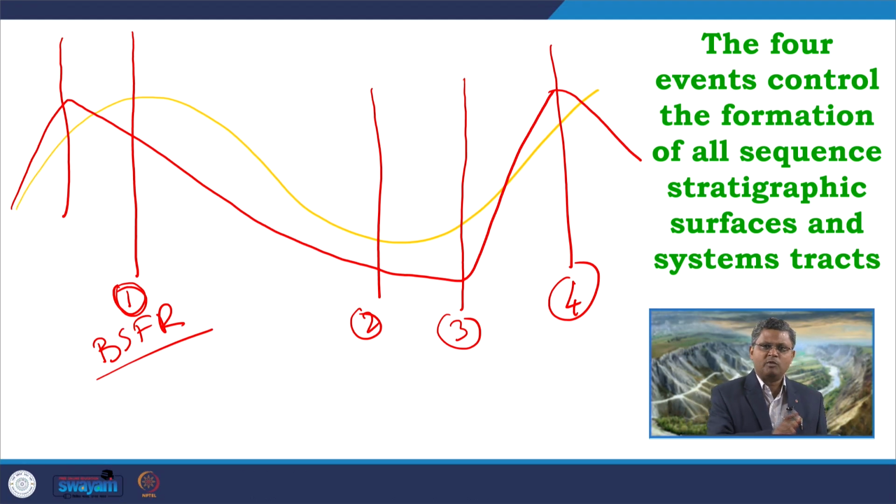Then when we are moving on to this part over here, boundary number 2, we can get a new surface over here which demarcates the end of the forced regression and start of the normal regression.